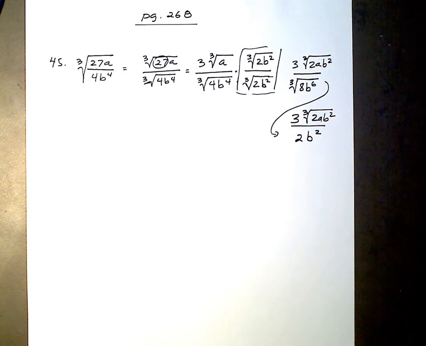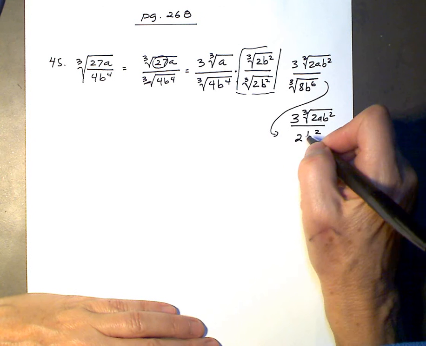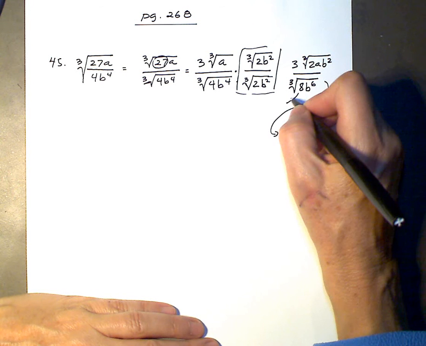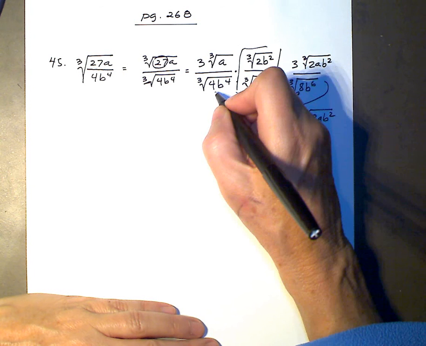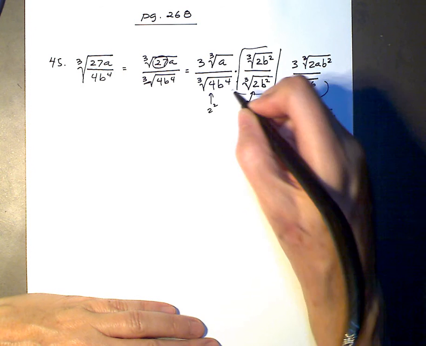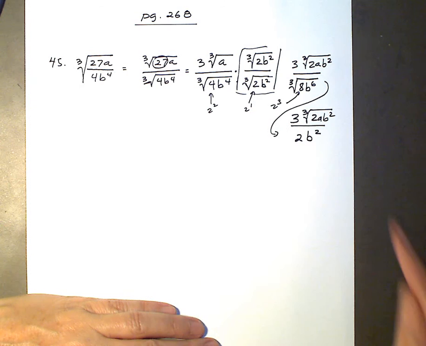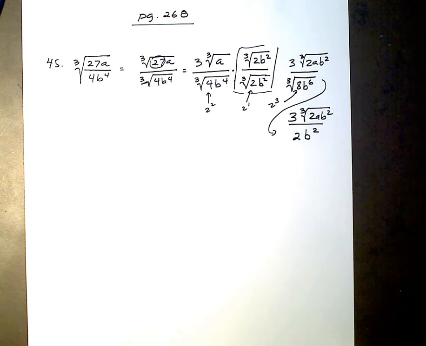Oh, one thing to point out, I got that 2 out. Notice that that is 2 to the third, the 8. This is 2 to the 1, and that was 2 to the 2. So 2 to the 2 times 2 to the 1 is 2 to the 3, if you want to look at that as powers of 2. Okay.